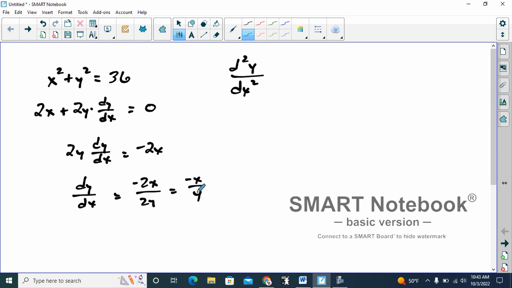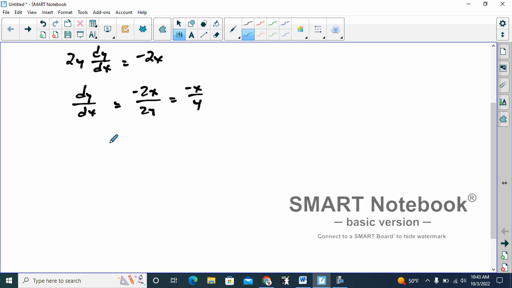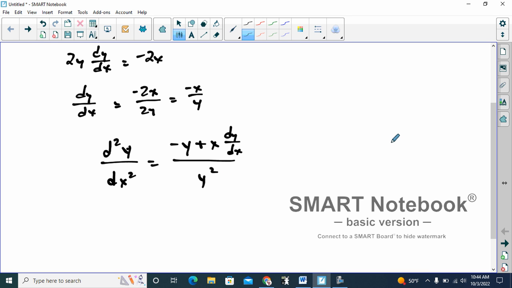Because we have negative x divided by y, we are going to use the quotient rule to find the derivative of this. So d squared y over dx squared would be the bottom times the derivative of the top, so negative y, minus the top times the derivative of the bottom. So I've got minus negative x times dy dx over the bottom squared. The problem with writing this as the answer is you don't want the second derivative in terms of the first derivative. So let's simplify this.